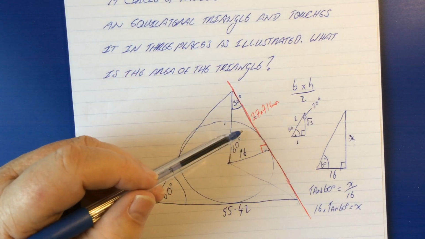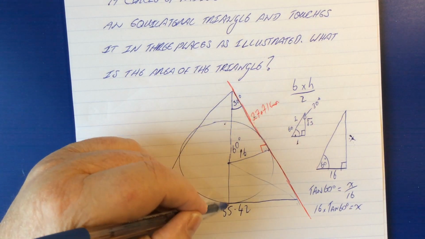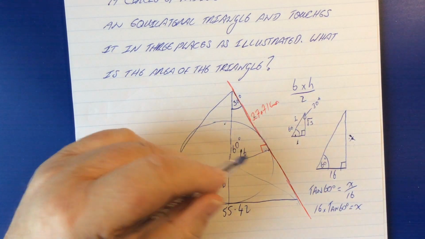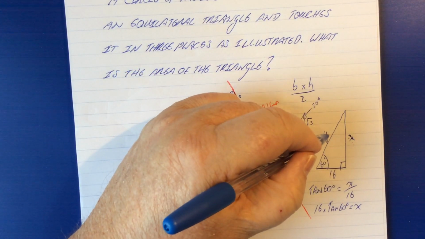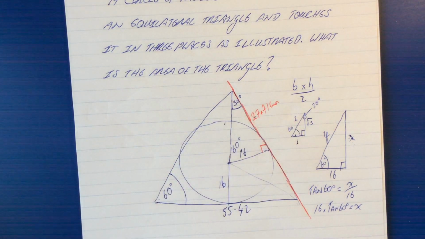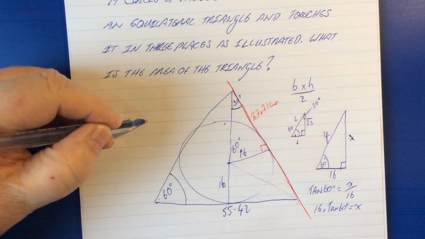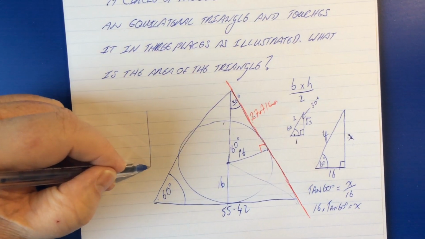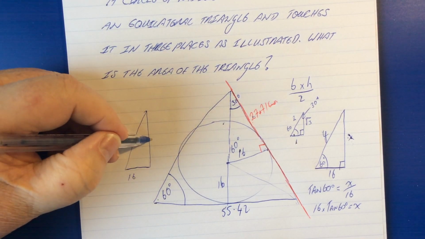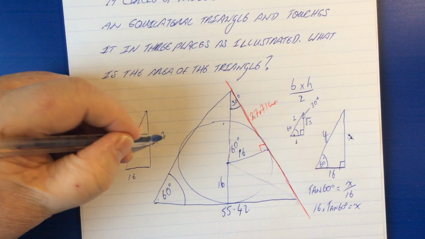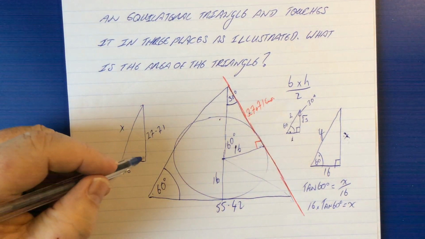Now, the next thing we need is this height. Now, we know that that's 16 because it's also a radius. We need to find from here to here, which is this thing on our triangle. Now, you do not need to resort to trigonometry to do that. We have 16 here and we have 27.71 there. A bit of Pythagoras will find us that.